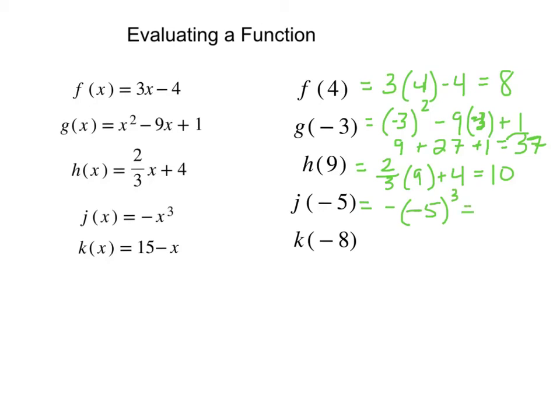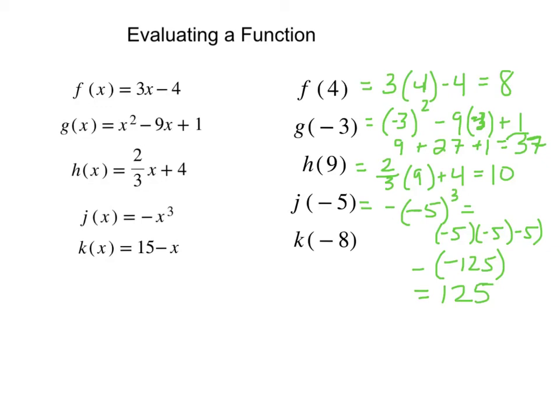Okay, so I've got a negative sign out front, and then I've got the negative sign on the -5. So -5 to the 3rd power would be -5 times -5 times -5, which would be -125. But that's the -5 to the 3rd, and then I've got the negative sign out front, so this is going to come out positive 125. Okay, think carefully about that.